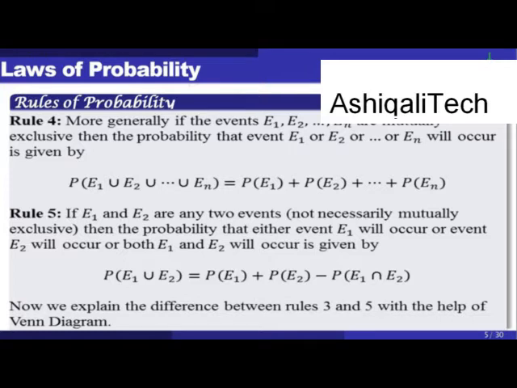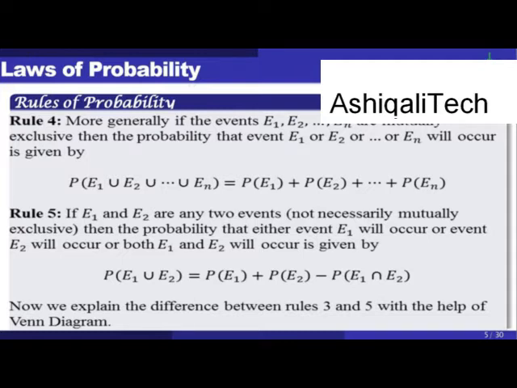Rule number 5. If E1 and E2 are two events, not necessarily mutually exclusive, then the probability that either event E1 will occur or event E2 will occur or both E1 and E2 will occur is given by probability of E1 union E2 is equal to probability of E1 plus probability of E2 minus probability of E1 intersection E2.